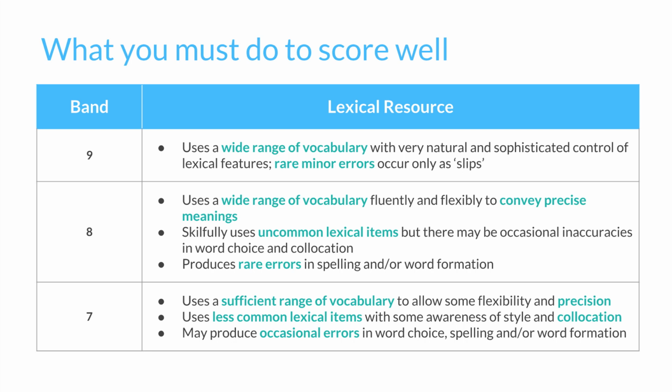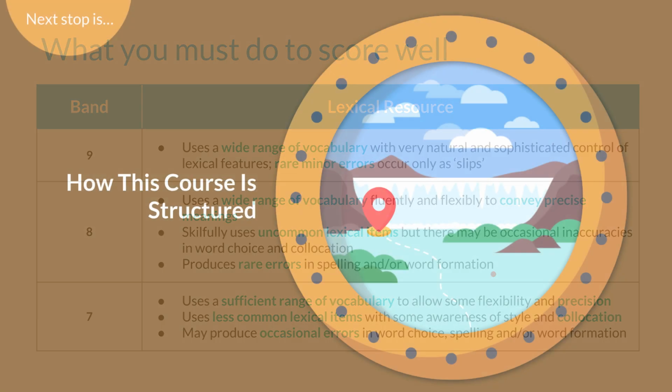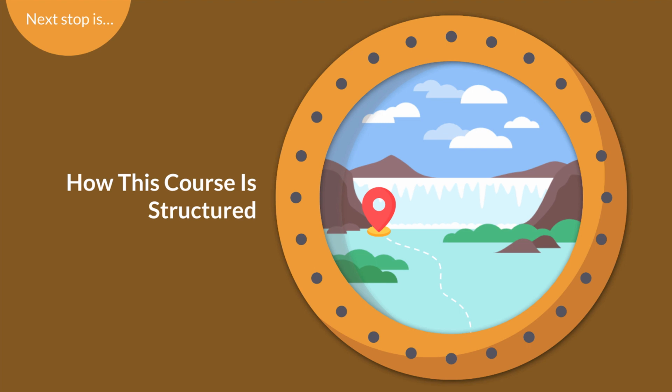The last thing that you need to do to score well on this category is you need to avoid as many mistakes as possible. It is possible to get a high band even with some minor errors or occasional slips. However, you should try to avoid this, and you need to make sure that your spelling and word formation are correct. So that brings us to the end of this video.